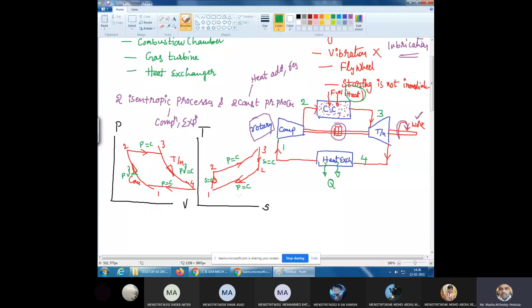Are these diagrams clear, the PV and TS diagrams? So we have two isentropic processes and two constant pressure processes. Now we will derive the thermal efficiency of this cycle.